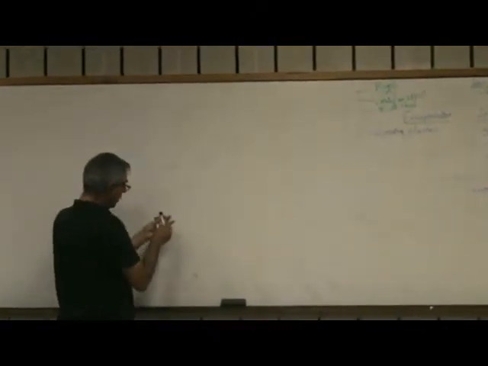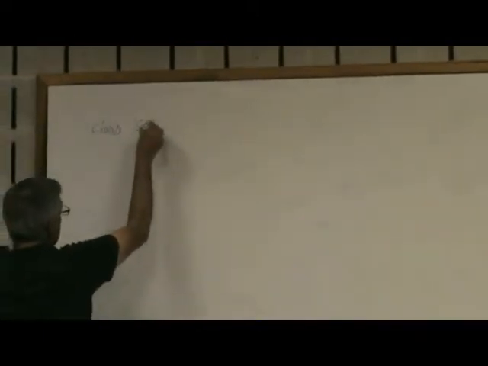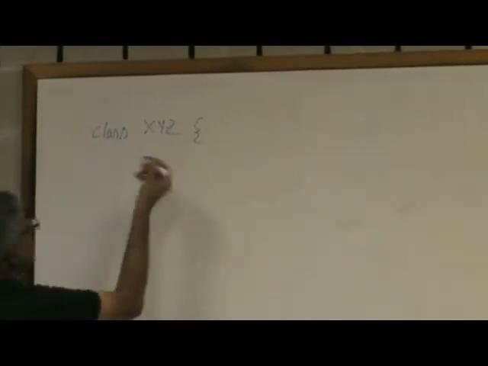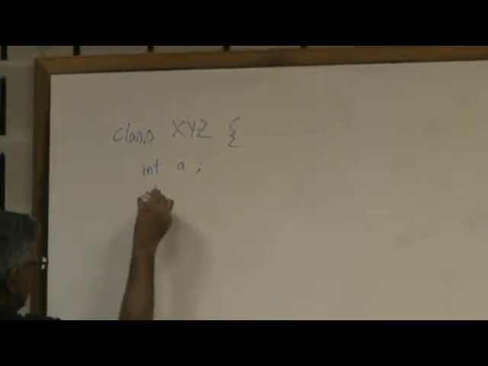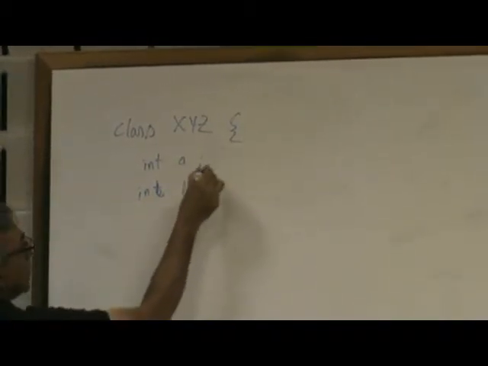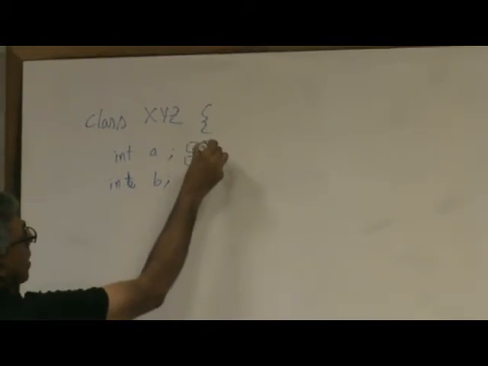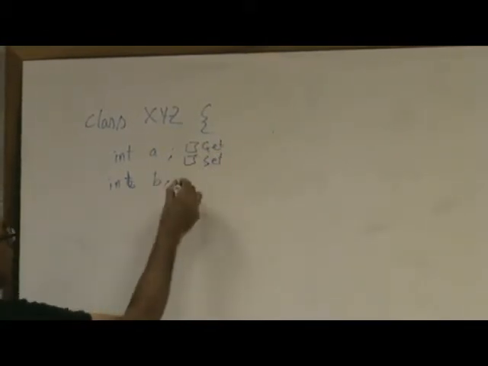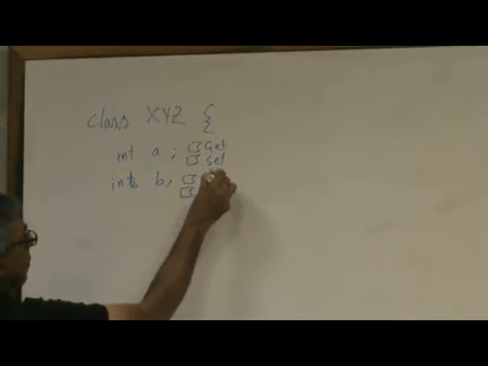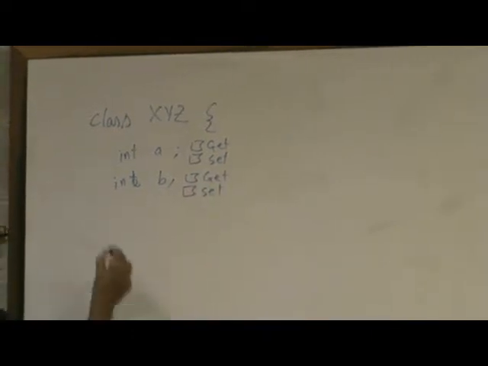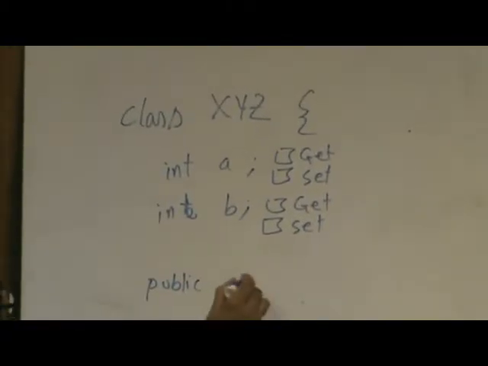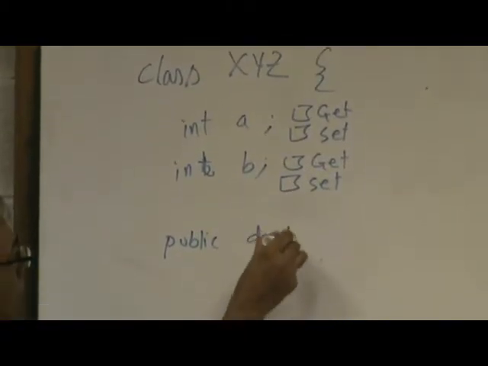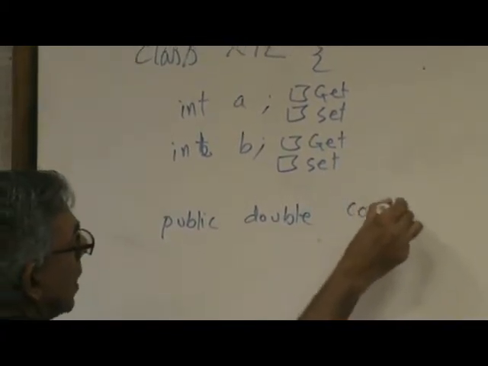Suppose we created a class, doesn't matter what it is, XYZ. We declared some data, let's say int A, int B. We may have some public get set property or methods, either way. And now let's say we declared a method public, let's say double compute.